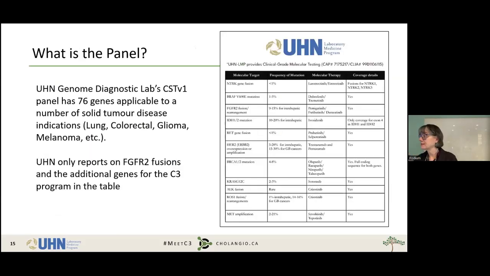And so here's the list, and that should look familiar to you by now because it's the same list as I showed you before. So that is what UHN is offering. And just for your information, we are using an RNA-based NGS approach that is agnostic to the partner. So we should be able to see what we need to see. And we're using a panel of about 76 genes, but we don't read out on all those genes. We just look at the ones that are in this list to keep it very specific for cholangio.